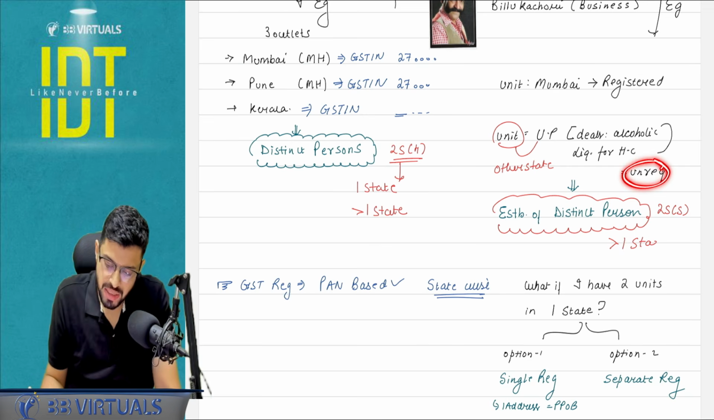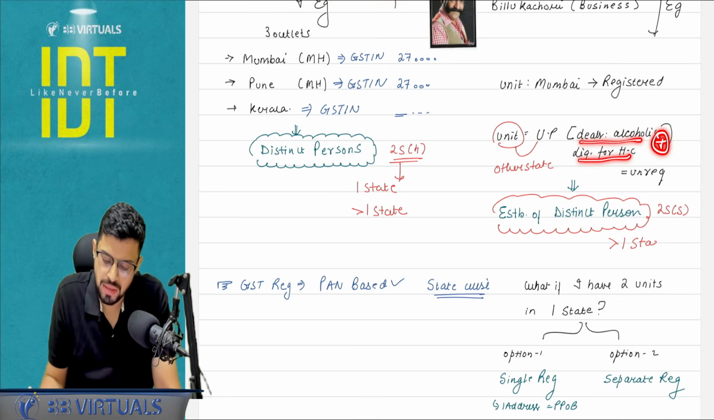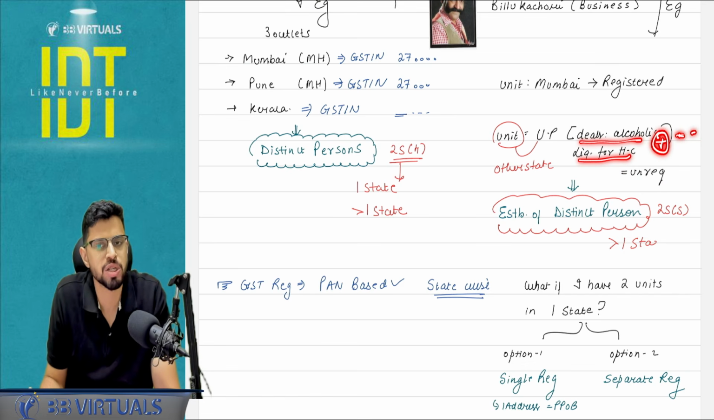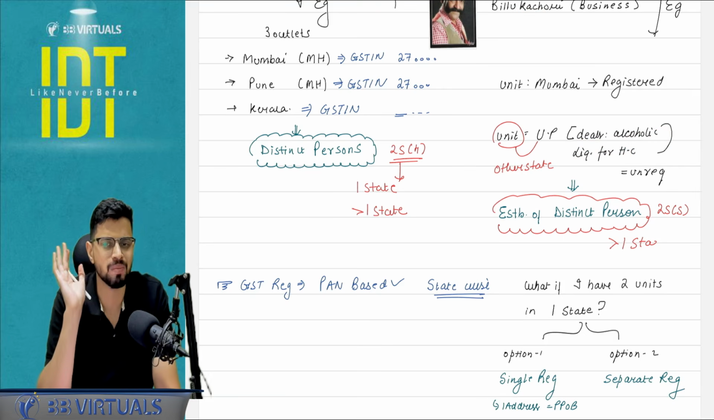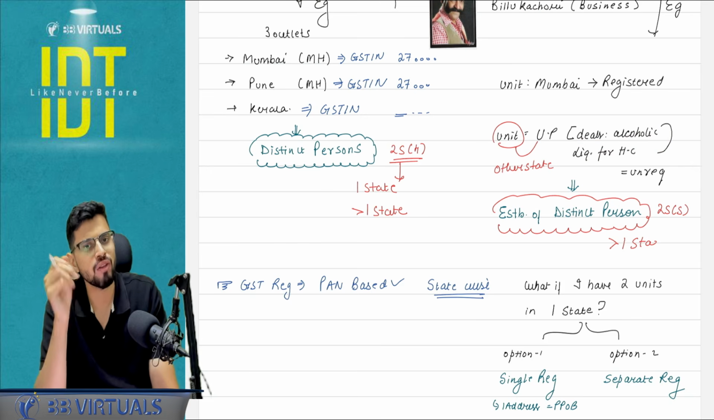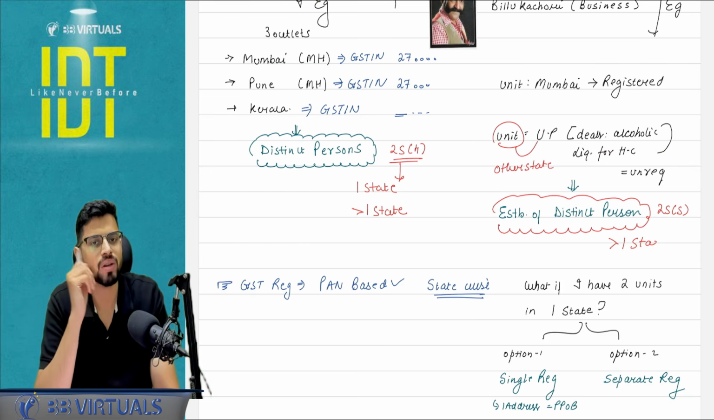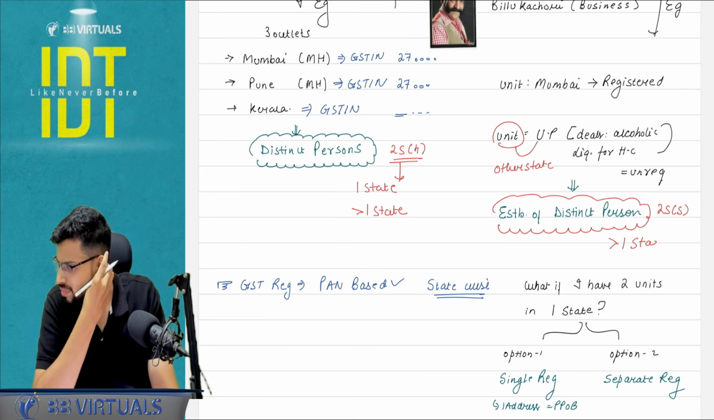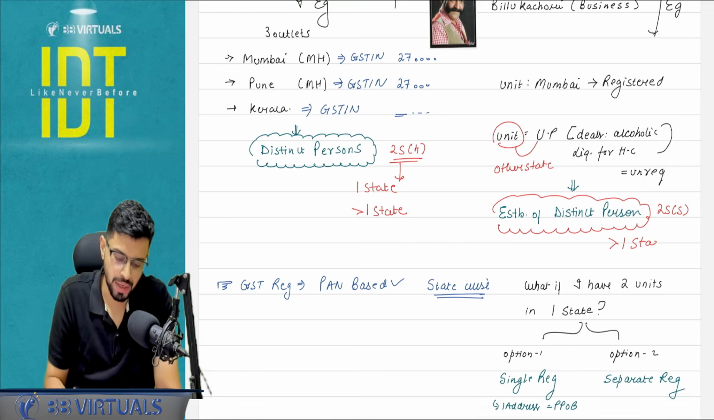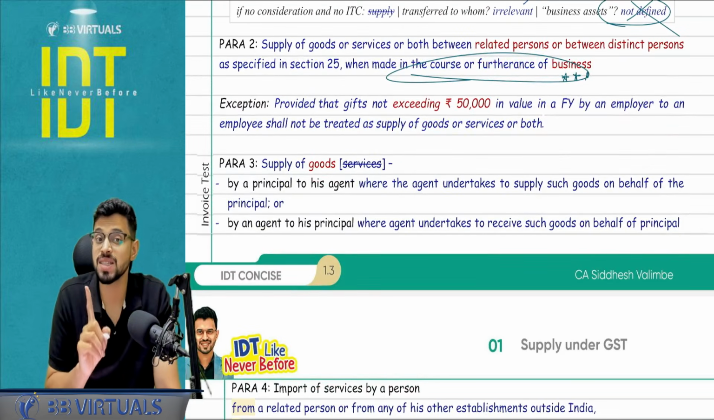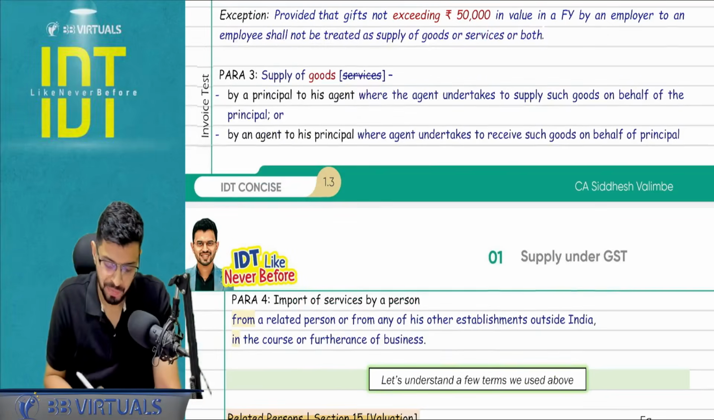Sir, what if it is registered? Let's say it deals with alcoholic liquor for human consumption plus certain other items. Let's say some stationery. Not stationery because this is into hospitality. Let's say some other food item. Then it is 25(4). If both are registered, 25(4). Let's see formally 25(4), 25(5). Then I will show you the example again. This is tested extensively in MCQs. So pay attention. Paragraph number 2, sorry.